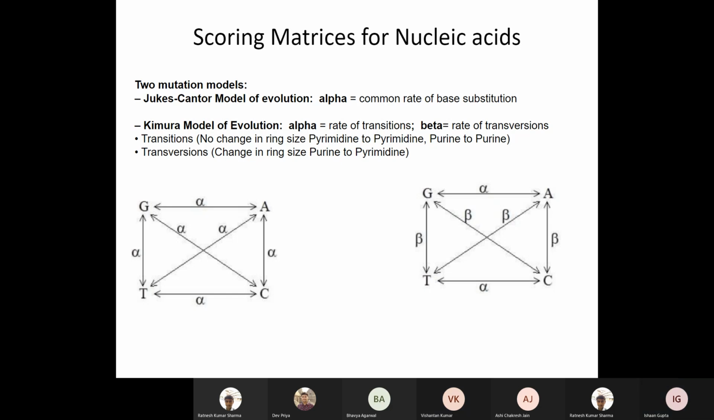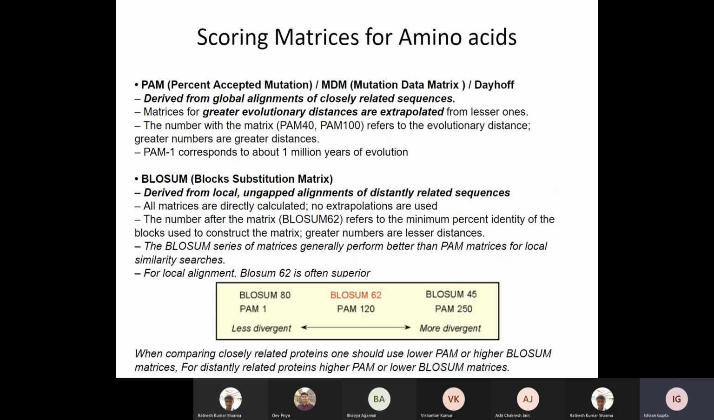Sir, why can't these be used for functional similarity? All these scoring matrices are constructed based on mutation rates, right? So the basic assumption for making these matrices is that similar amino acids, similar sequence means similar function. That is the assumption here. But it is known that two proteins which might not have very similar amino acid sequences might still perform similar functions.